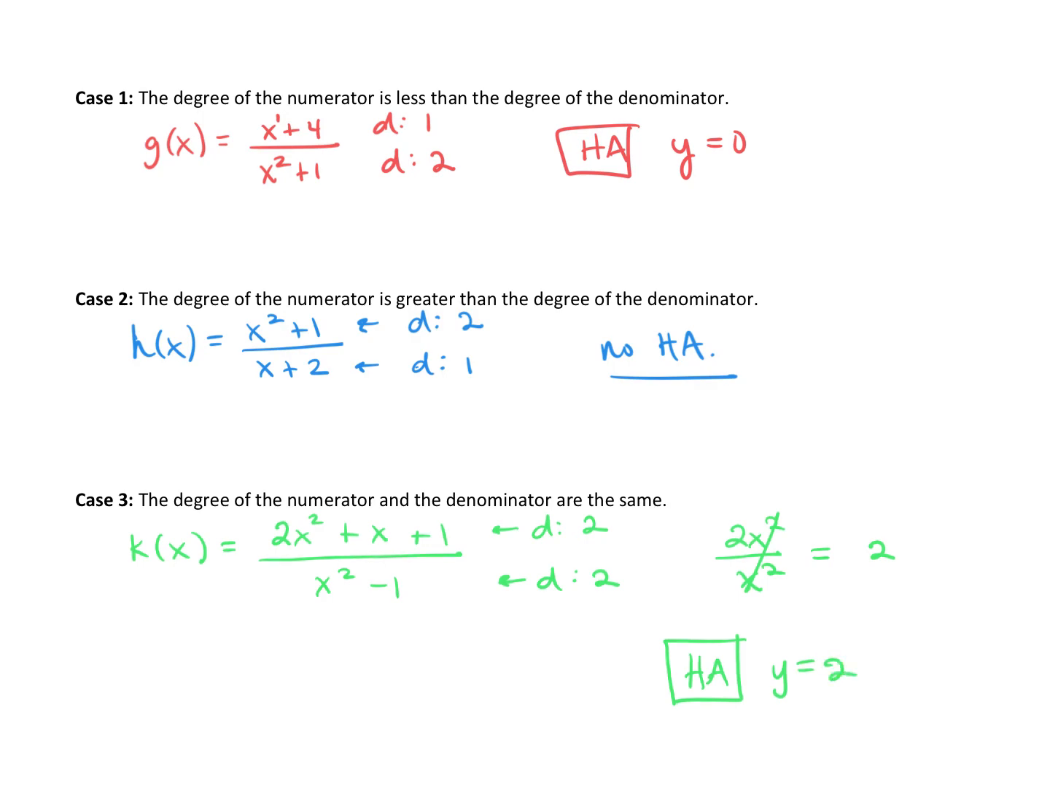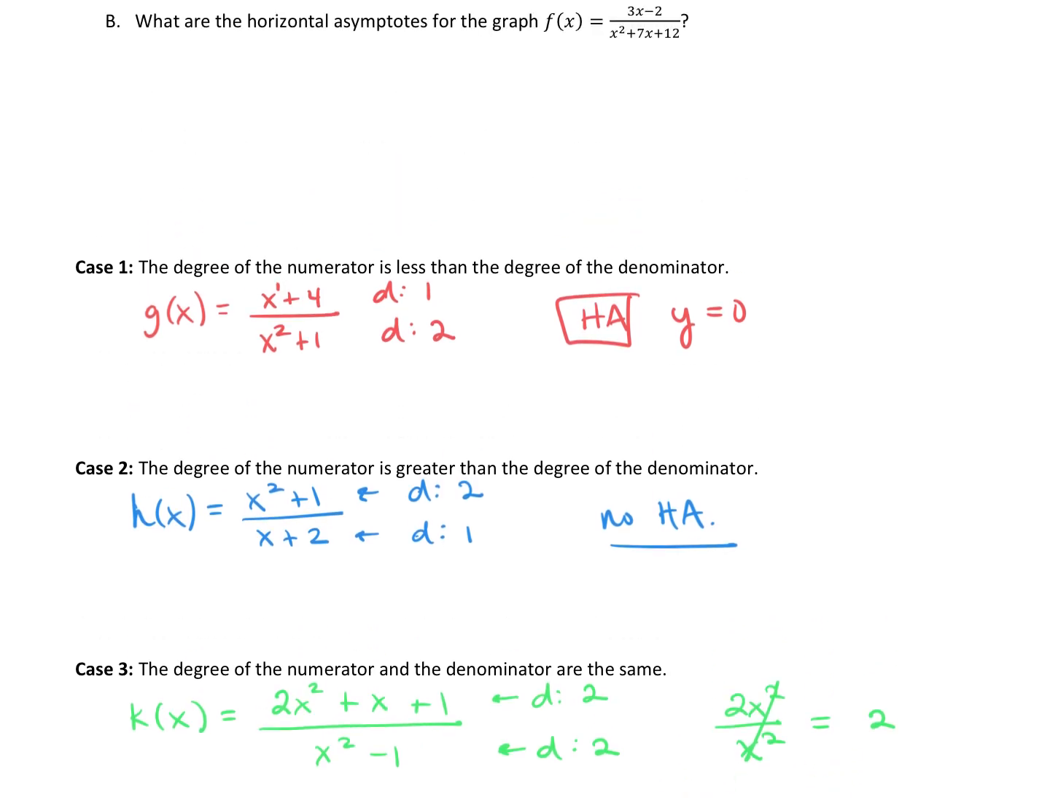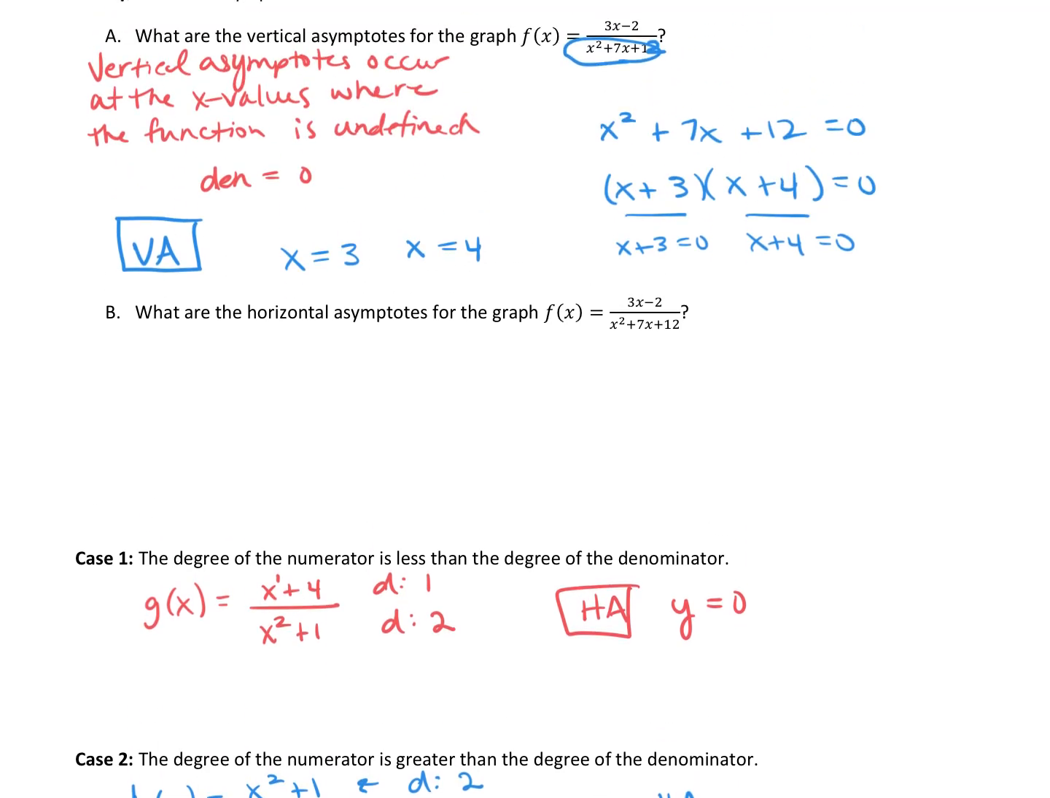All right, now that we have our 3 cases, let's go back up to part B. What are the horizontal asymptotes for the graph of f of x equals 3x minus 2 divided by x squared plus 7x plus 12? So you just saw it all came down to the degrees of the numerator and denominator. So this degree is 1, it's x to the first power. The degree in the denominator is a 2. So if the degree on the denominator is bigger, that is this case number 1, it's an automatic y equals 0 for our horizontal asymptote.